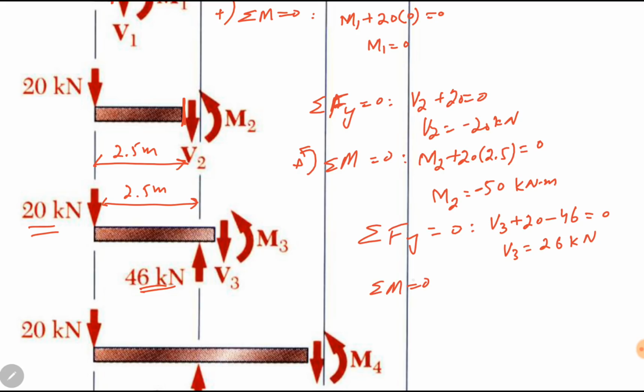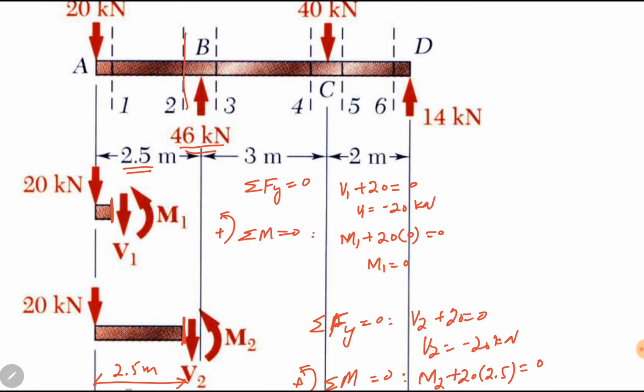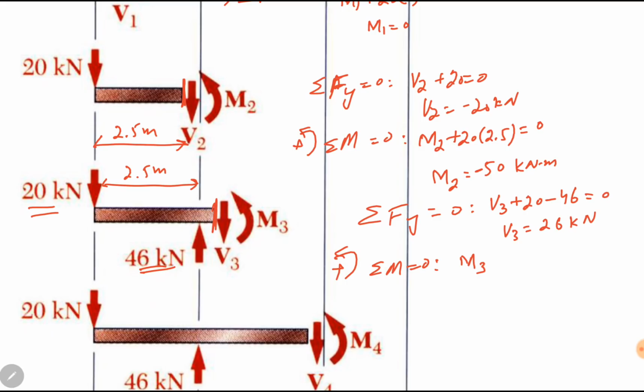Similarly, summation of moments is equal to 0 if I consider counterclockwise moments as positive. So M3 is counterclockwise. V3 is not producing any moment. It is on the same point where we are calculating moment. Similarly, 46 kilonewton force is on the same point. It is on point B, and section 3 is also at point B. Immediate right of point B, we are considering 0 distance between 3 and B. So this 46 kilonewton force is also at the same point. It has 0 distance, so it is not producing any moment. And then 20 kilonewton force has a distance of 2.5. So M3 is again minus 50 kilonewton.